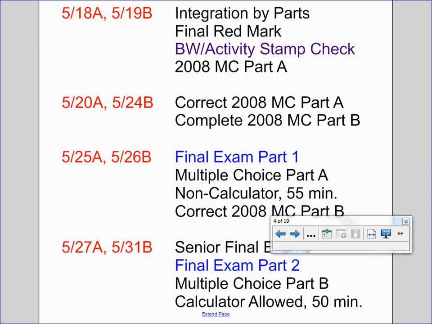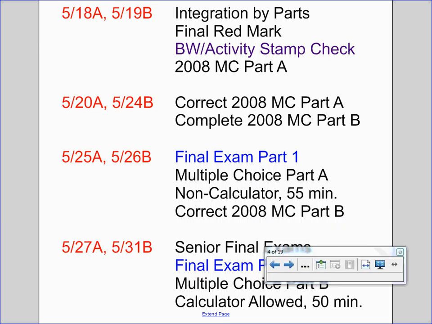On the 20th, we'll have a structured review day. For those of you who are going on the physics trip, right, you won't be missing any new learning. It's just going to be work time during that day for you to correct your multiple choice Part A and work on multiple choice Part B. Then, on Tuesday, the 25th, you'll be taking your final exam, Part 1. That is Tuesday, isn't it?